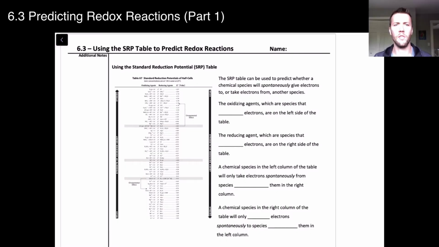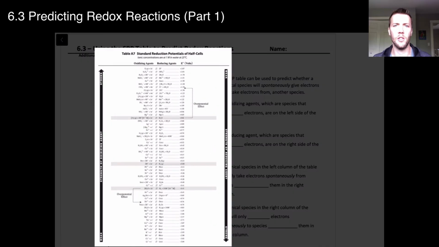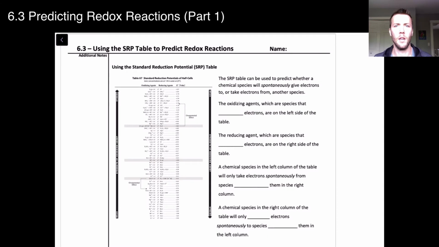Hi everybody, in this video series we're going to take a look at using the standard reduction potential table to predict redox reactions. Now this table is found in your data booklet and you should have it handy for this lesson. The standard reduction potential table, or SRP table, can be used to predict whether a chemical species will spontaneously give electrons to or take electrons from another species.